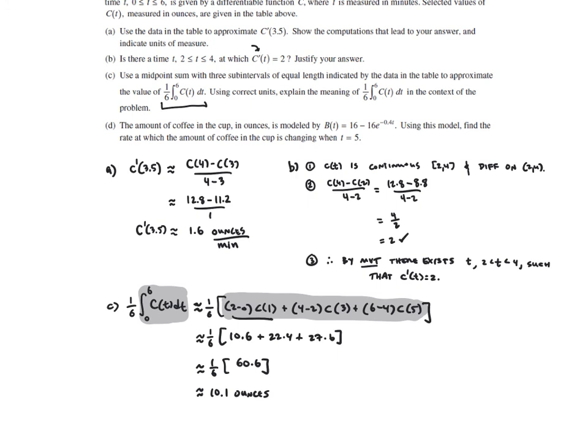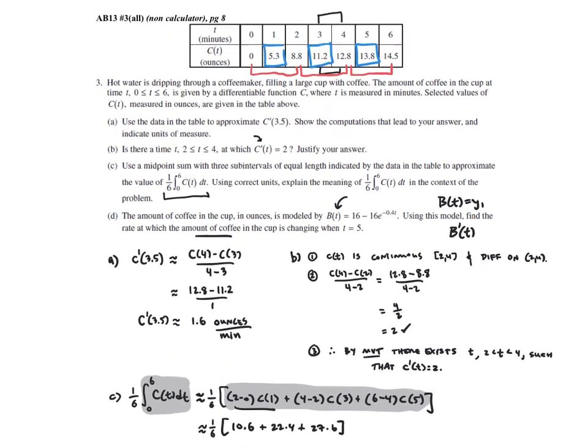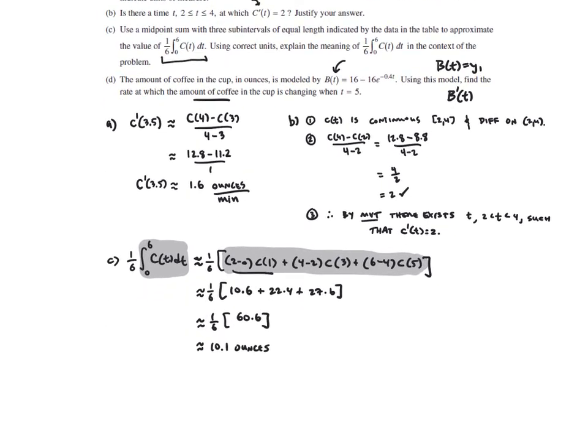Okay, part D, the amount of coffee in the cup is modeled by this function. Using this model, find the rate at which the amount of coffee in the cup is changing. Okay, the rate at which the amount of coffee is changing. So if this models the amount of coffee in the cup, the rate at which the coffee is increasing or decreasing would be found by using B prime. So I'm going to enter B of t in for y1 into my calculator, or do I not have that ability? Is this no calc? Of course, this is no calc, so I got to do a little manual work here.